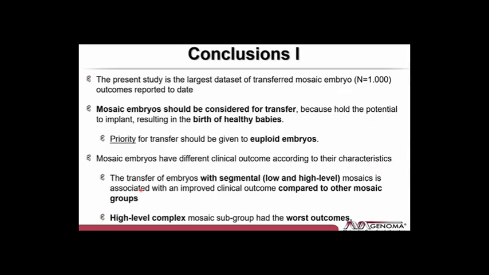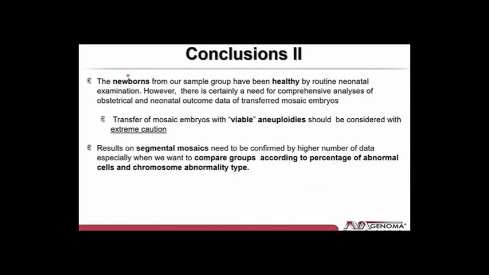In particular, the transfer of embryos with segmental mosaicism, either with low or high level, is associated with an improved clinical outcome compared to other mosaic groups. And also we show that the high-level complex mosaic subgroup has the worst outcome. The newborns from our sample have been healthy by routine neonatal examination, but of course we need a comprehensive analysis of obstetrical and neonatal outcome of transferred mosaic embryos.